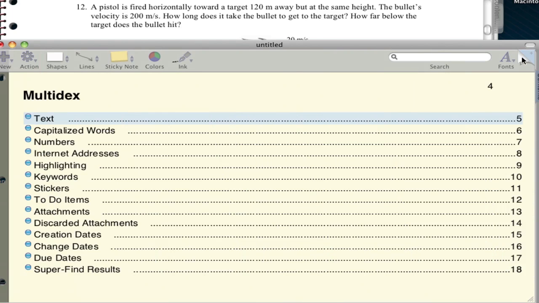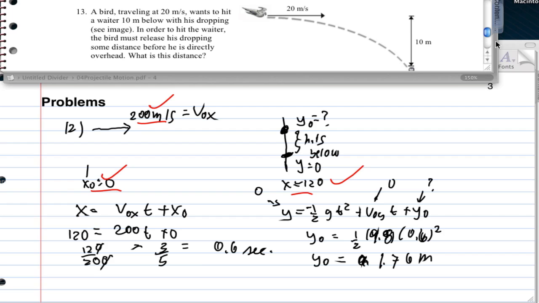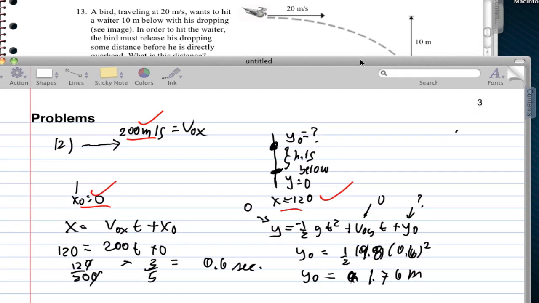All right. So we'll go back here, and we'll take a look at number 13. This is a good problem, number 13. So we'll actually take a look at that in our next video.